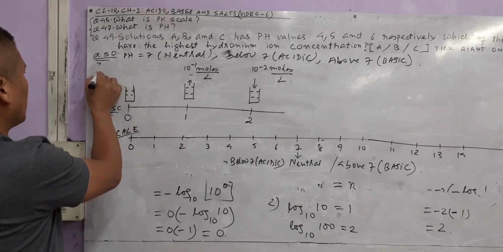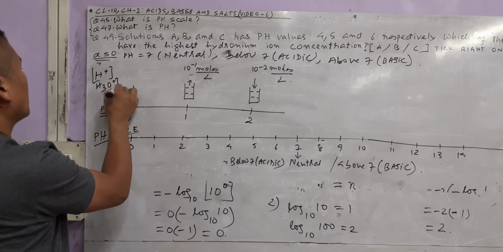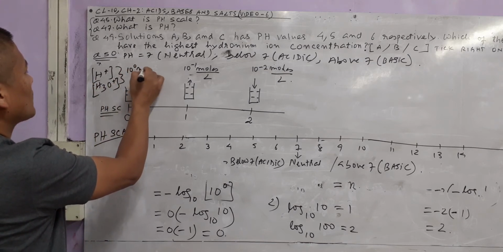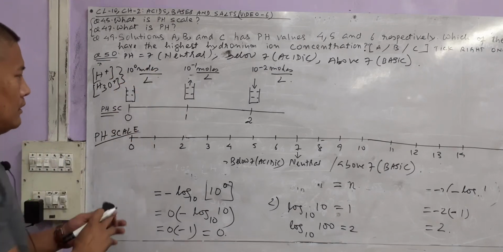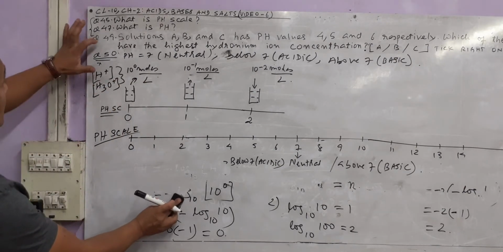Before we go here, I've wrapped it up, but H plus and then here H3O plus, any of these two means the same thing. This is the 10 to the power 0 moles per liter of hydrogen ion. Moles is the hydrogen ion, liter is the amount of water in the cup. Okay, so before we wrap up the scales, we'll go and see 49.